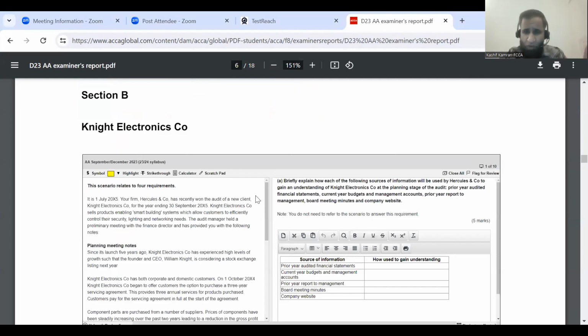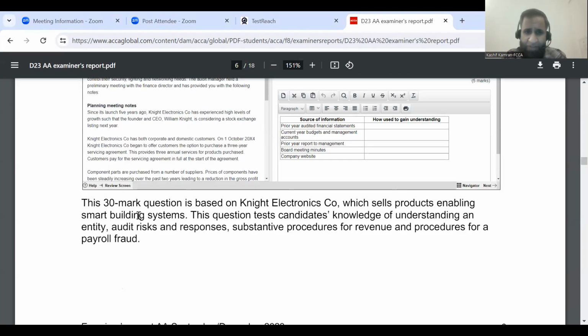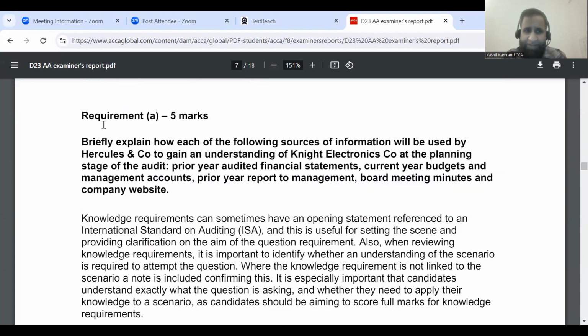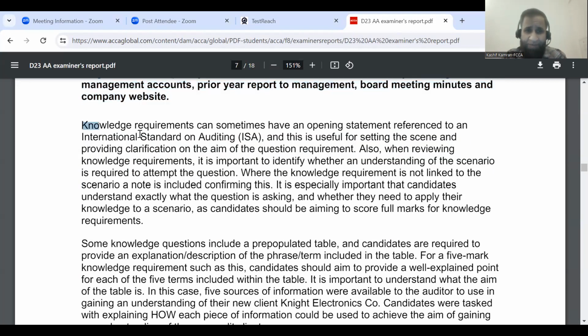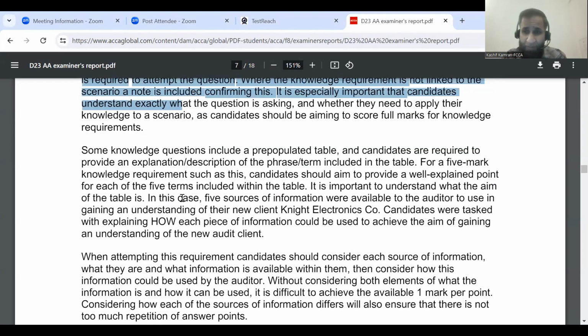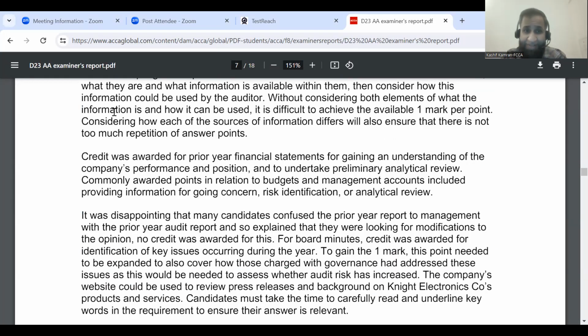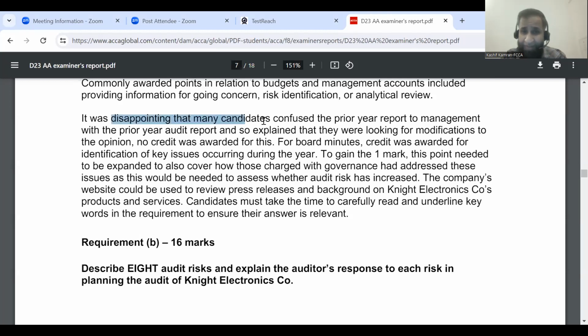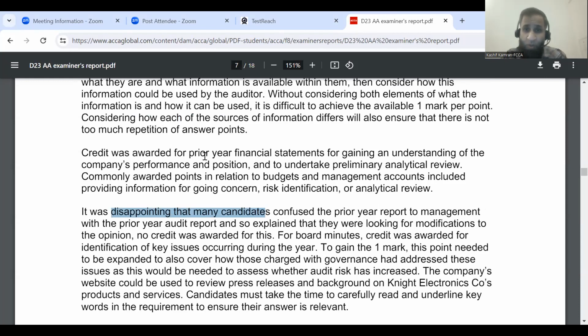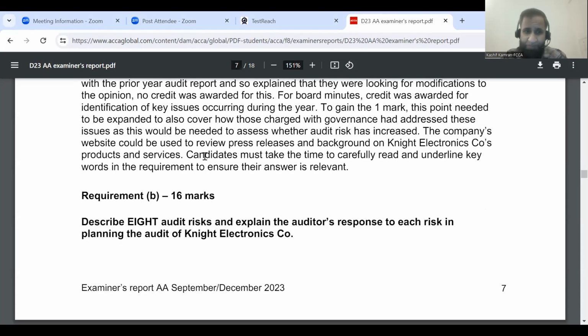He's putting the picture of the question and then he's telling you this was a 30 marks question. Then he goes down and says this was a 5 marks requirement. And look at the length of commentary just for 5 marks: 1 para, 2 para, 3 para, 4 para, 5. It is disappointing. He's also telling you the disappointment with the 5 marks question, and what you could do to get good marks.